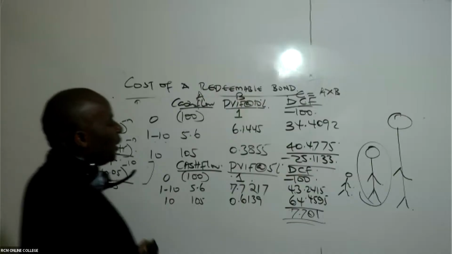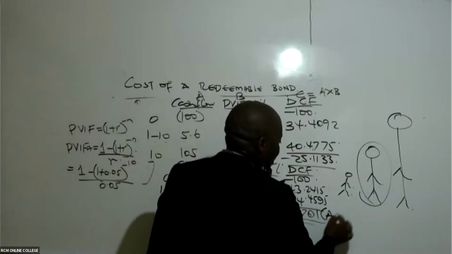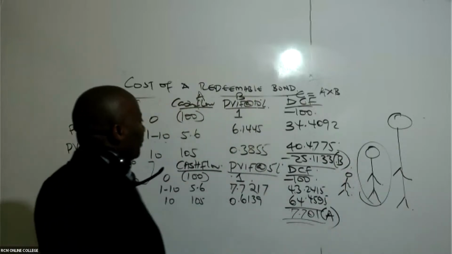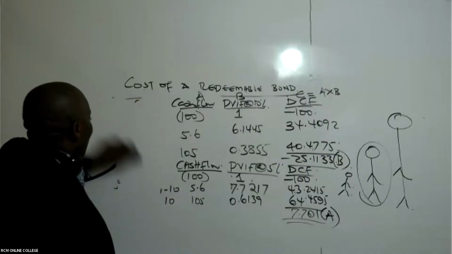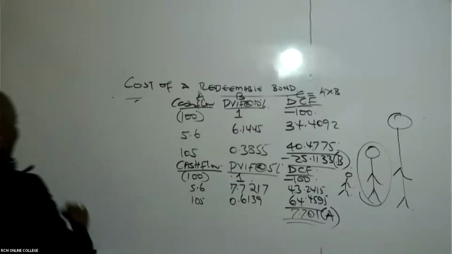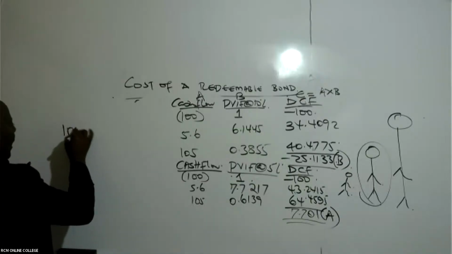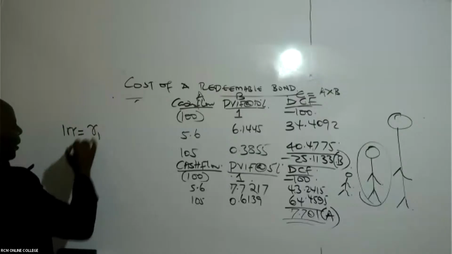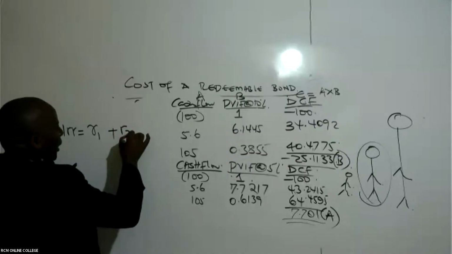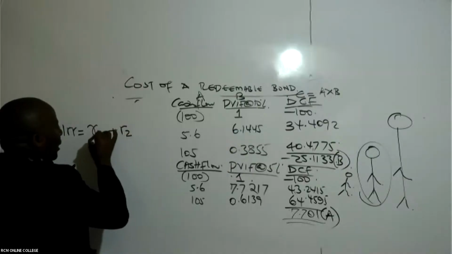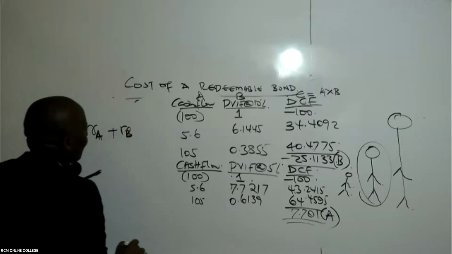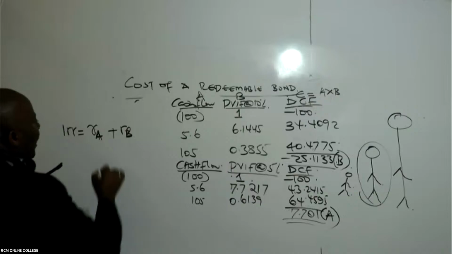So remember, the positive NPV is your A. Negative NPV is your B. Then come and give us IRR. So how do we get IRR? To get IRR, we shall take rate A plus rate B. All right, rate B minus rate A.